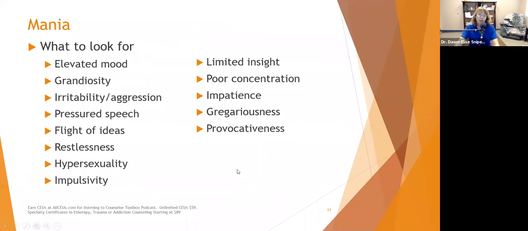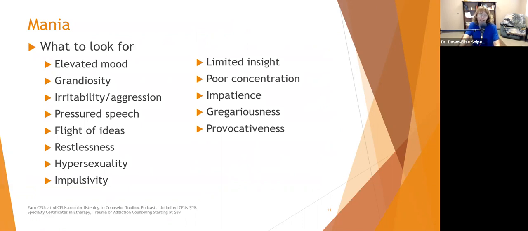So let's move on to mania, because sometimes you end up with a client who has bipolar disorder. We do want to assess for mania. Know the difference between bipolar 1 and bipolar 2, and know the difference between depression and persistent depressive disorder, and mania and hypomania. Those are going to be important. We're just going to talk about mania right now.